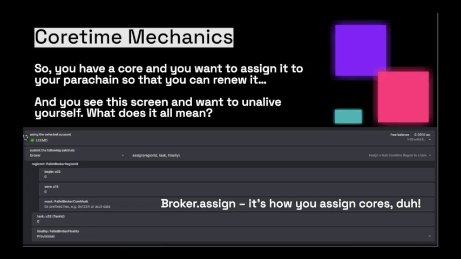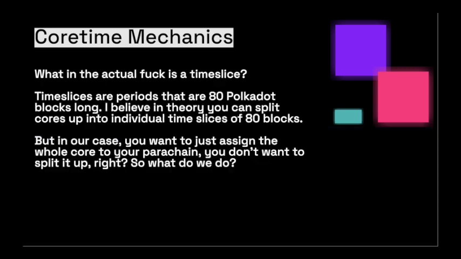So you have a parachain and you want to assign a car to your parachain so you can renew it. And probably you read the docs and you see that you need to do this broker assign thing. And then there's a lot of random fields. And I know when I first looked at this, it was really confusing. So I had to use Claude and a bunch of other stuff to figure it out. So let's just go through what these things mean.